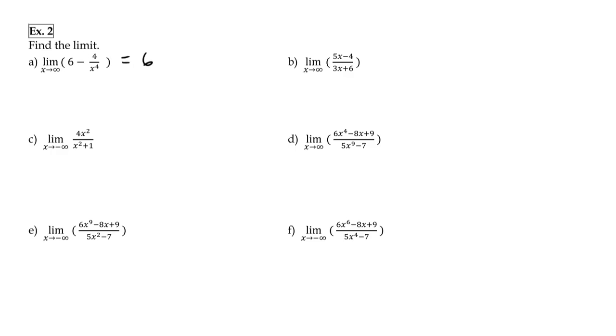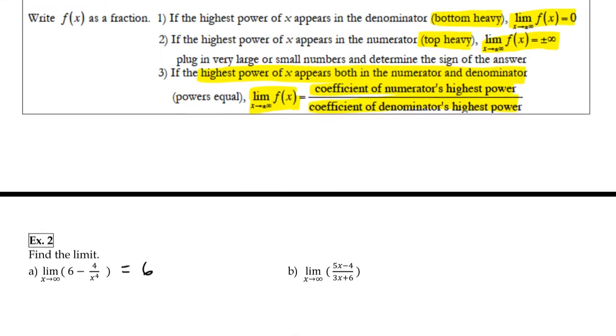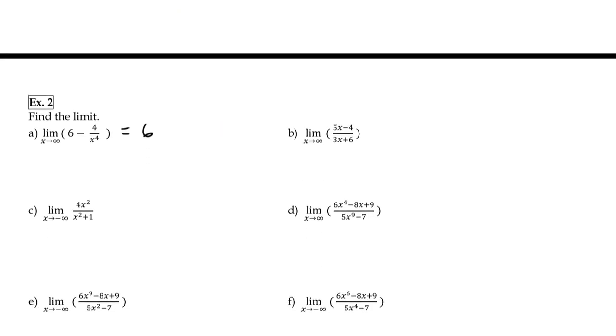Okay, going on to the next one. The shortcut said, it was number 3 of the shortcuts that we just looked at. So it was this one right here. It said if the highest power is in the top and the bottom, then we take a ratio of the leading coefficients. Looking at this, it has x to the 1 and that has x to the 1. The coefficients in front are 5 over 3, so that's our answer. Notice in all of this, I don't want to leave out that x is either going to infinity or negative infinity. These would represent horizontal asymptotes.